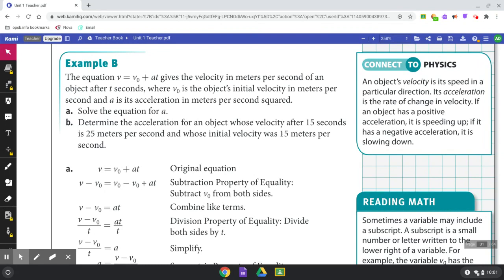Okay, so part A, solve the equation for A. Okay, there's our specified variable. Solve this equation for A. So we need to isolate A. We need to get A by itself.